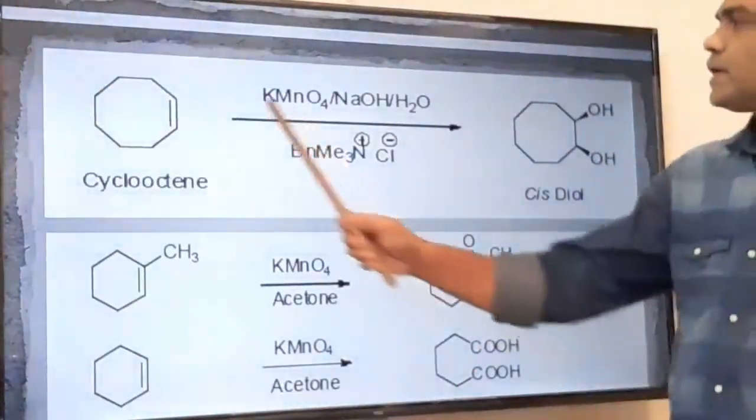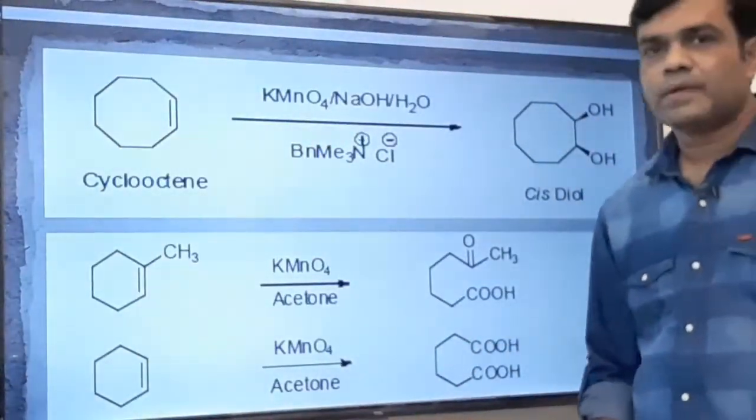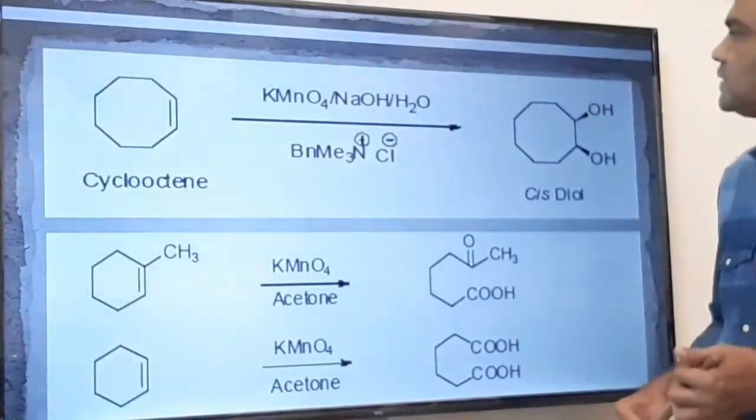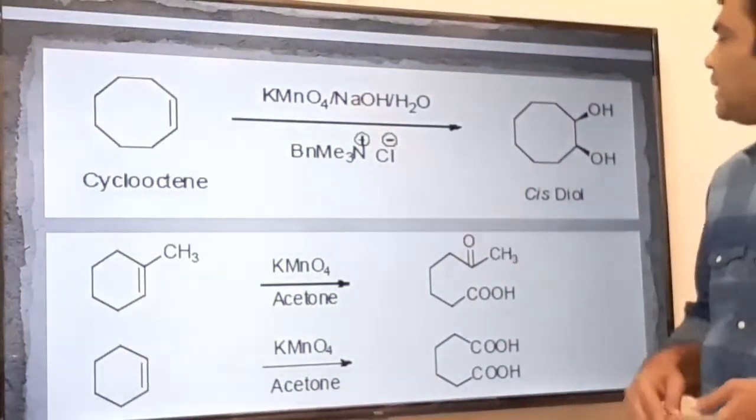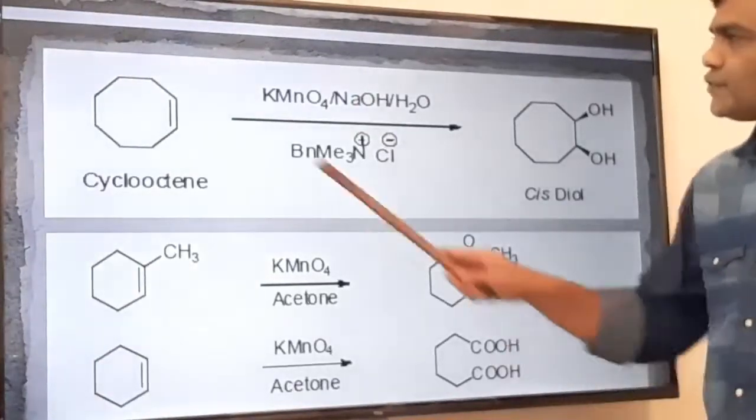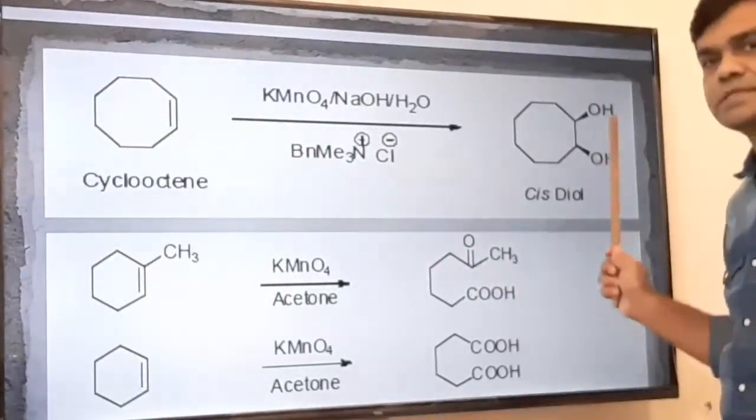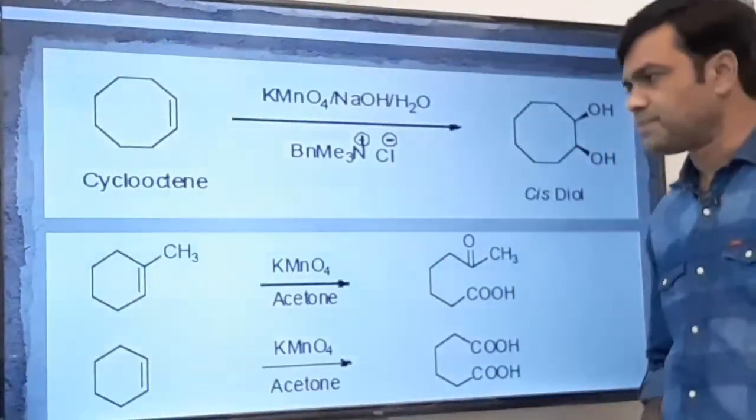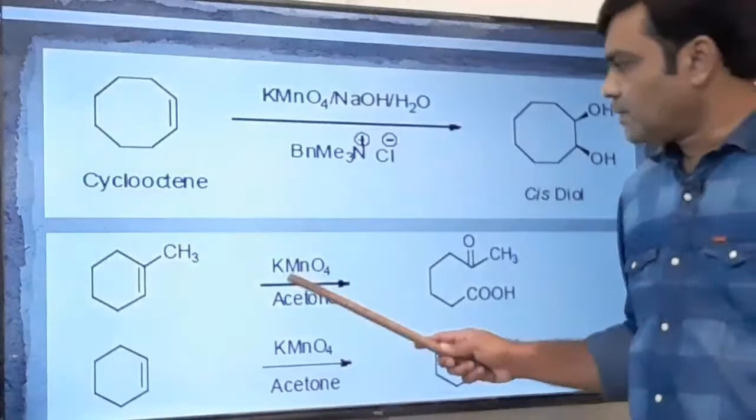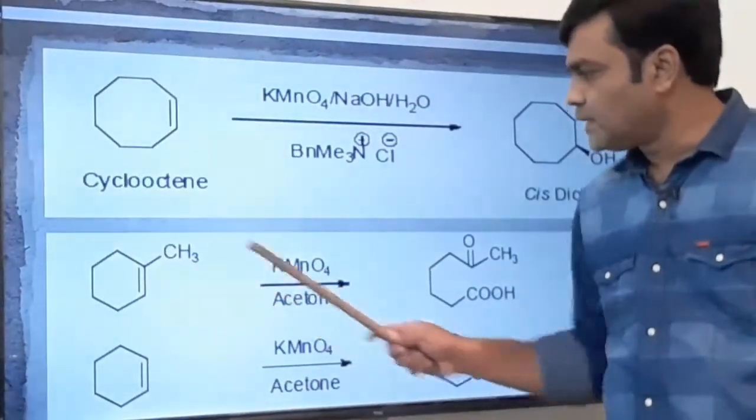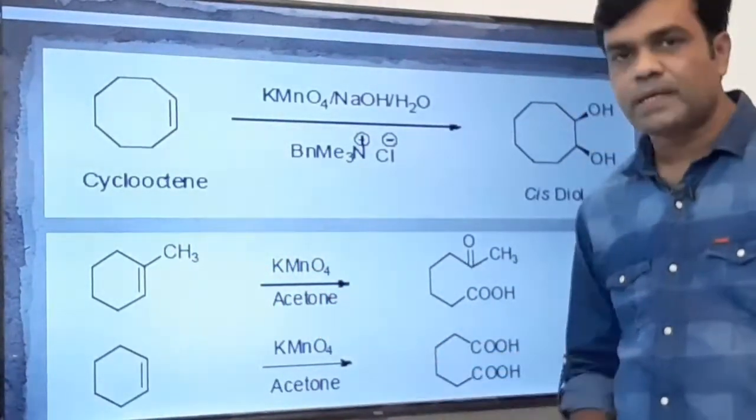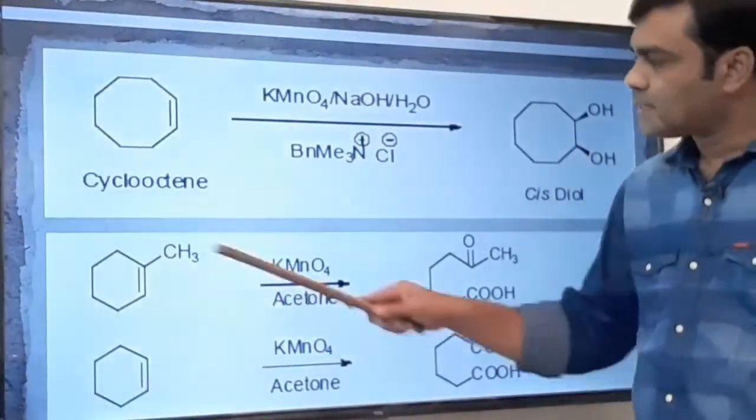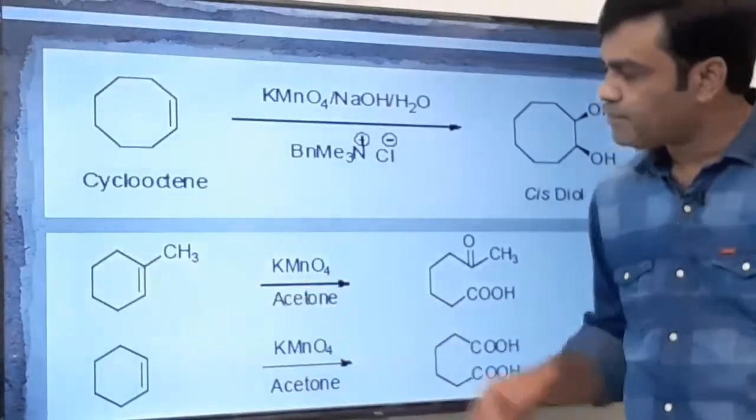See, this is a cyclooctene. 8 carbon atoms are there, so it is cyclooctane. 1 pi bond is there, so it is cyclooctene. In alkaline medium, potassium permanganate, as usual, here will be the formation of cis diol. 2 OH groups will be added across the carbon-carbon double bond from the same side. Now here the treatment of potassium permanganate in acetone means neutral medium. So oxidative cleavage will take place, carbon-carbon bond cleavage.